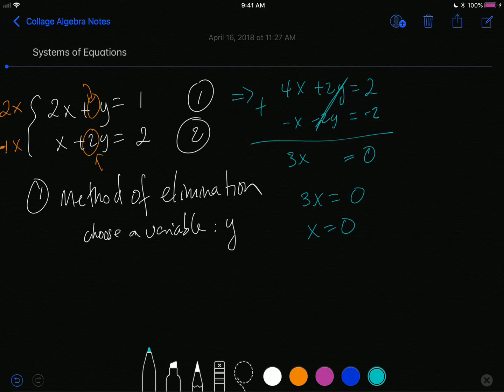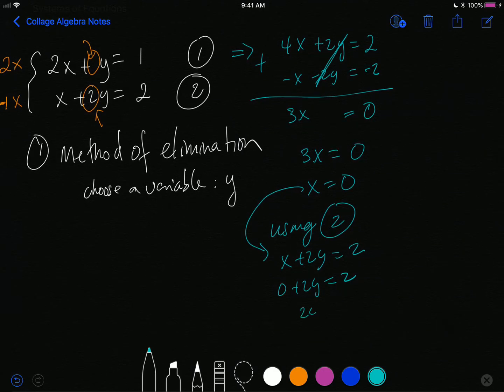So I choose one of the two equations. Let's choose the second equation. So we say using the second equation, which is x plus 2y equals 2. And then I plug in x equals 0. 0 plus 2y equals 2. I simply have that 2y is 2, so y equals 1.